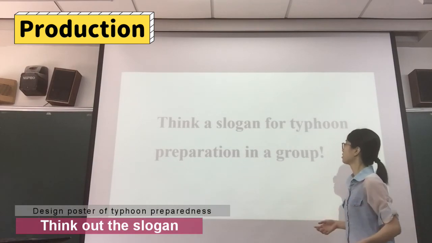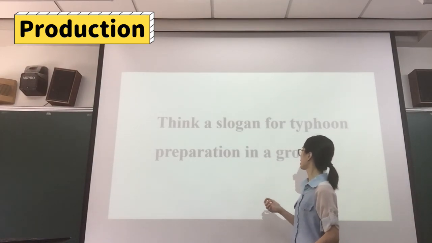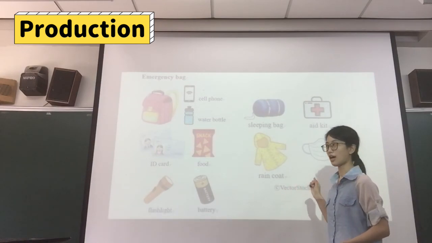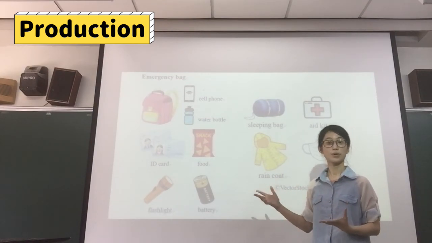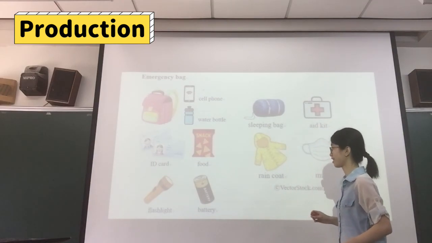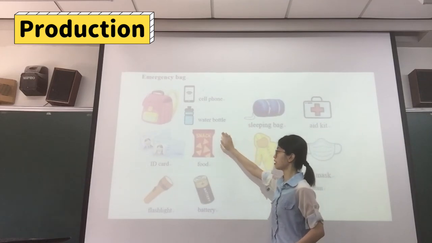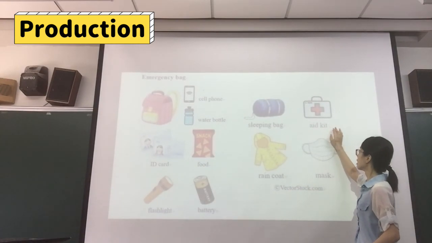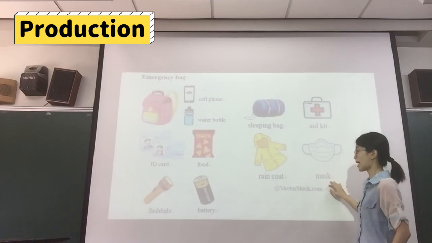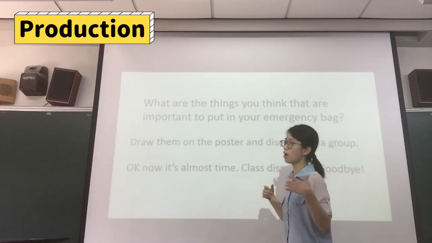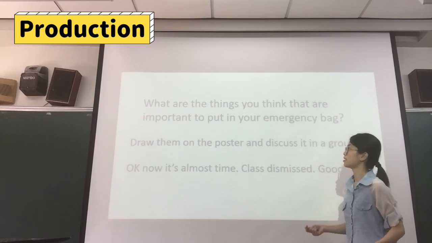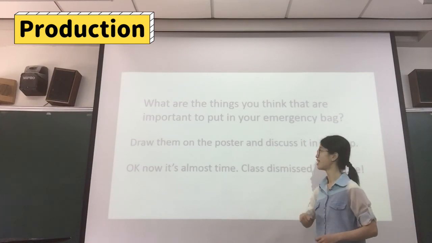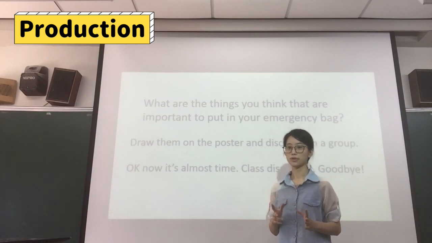Okay, sing the slogan for typhoon preparation in a group. And there are some things that I think are very important. Give you some examples: cell phone, water bottle, ID card, food, flashlight, battery, sleeping bag, first aid kit, raincoat, mask. And what are the things you think are important to put in your emergency bag? Draw them on the poster and discuss it in your group.